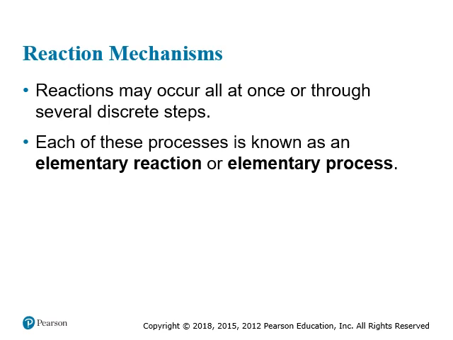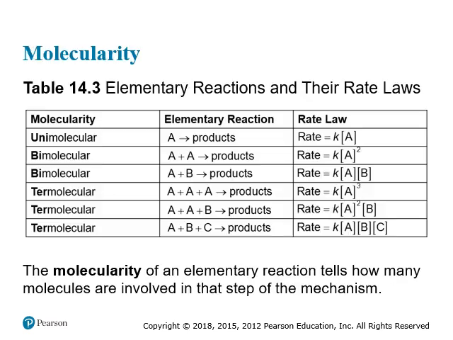Now let's turn our focus to the idea of reaction mechanisms. Mechanisms are those step-by-step pathways that allow us to get from reactants to products. In some instances, reactions may occur all at once, or sometimes through several discrete and measurable steps. Each of these processes is known as an elementary reaction or an elementary process. Here we see a series of examples of elementary reactions and the rate laws associated with them.